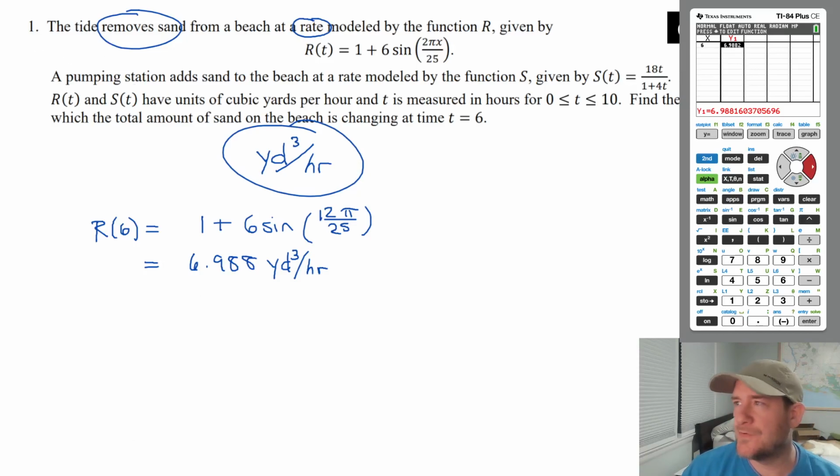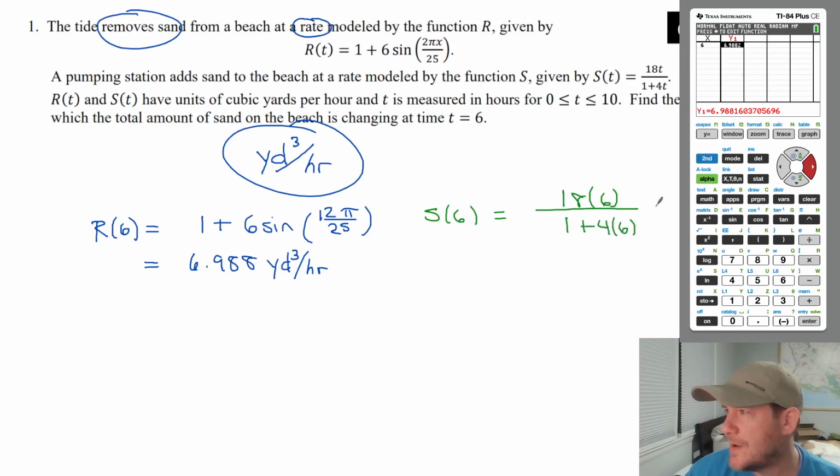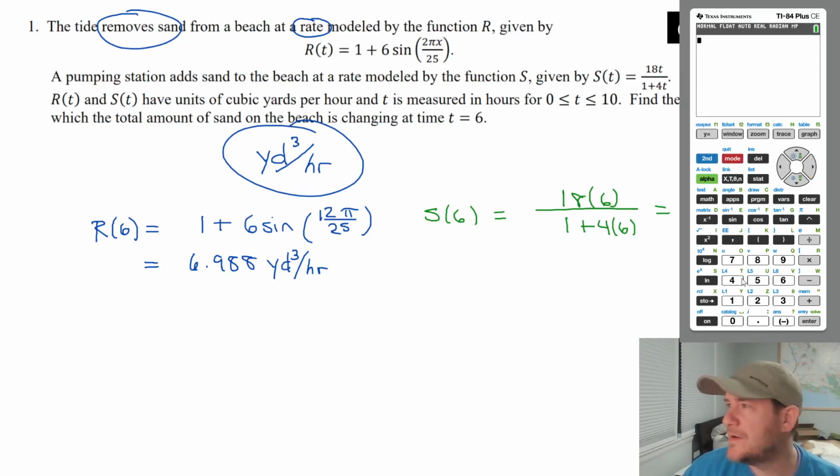All right, now for the next one. S of t is trying to add the sand back in, and again we would just find S of 6. That's going to be 18 times 6 over 1 plus 4 times 6. This math we can do out. This shouldn't be hard. I'll quit to the home screen. I'll do 18 times 6. I'm getting 108 in the numerator. And in the denominator, 24 plus 1 is 25. So that's a fraction that doesn't reduce. It is okay to just give it as a decimal though. So 108 divided by 25 is 4.32.